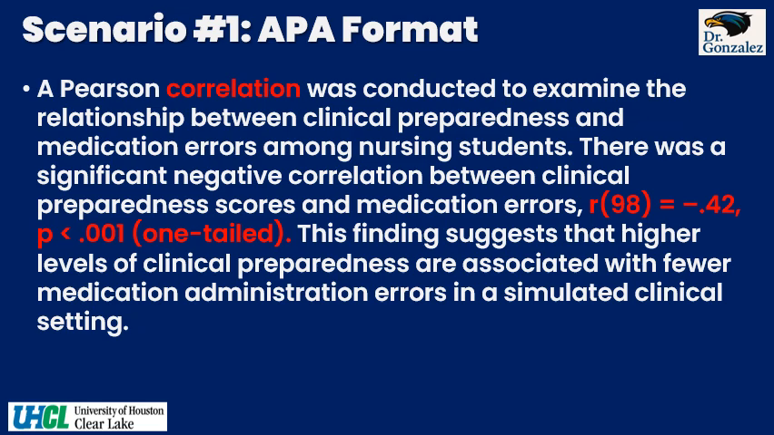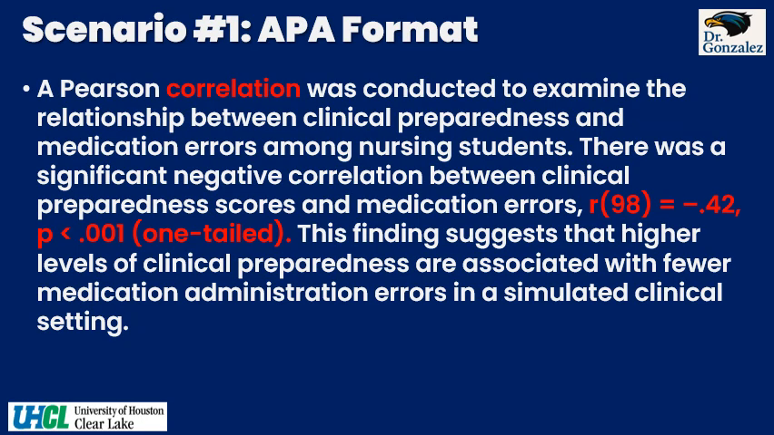So this is an APA write-up for that significant Pearson correlation. What would I say in my paper? I would say a Pearson correlation was conducted to examine the relationship between clinical preparedness and medication errors among nursing students. And again, why am I only talking about medication errors? Because it's the only one I want to talk about right now, because this presentation is pushing 2 hours, okay?